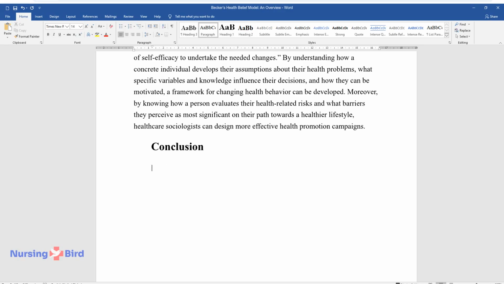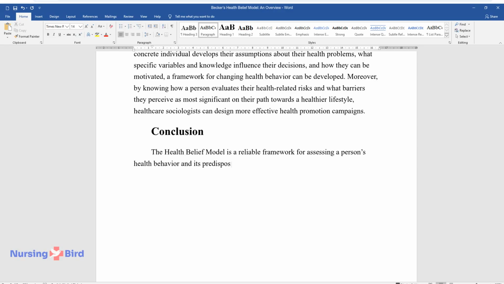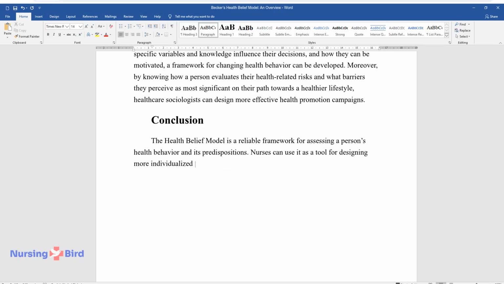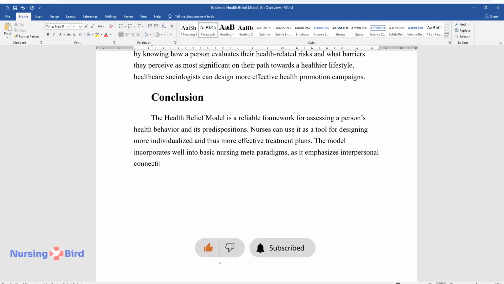Conclusion. The health belief model is a reliable framework for assessing a person's health behavior and its predispositions. Nurses can use it as a tool for designing more individualized and thus more effective treatment plans. The model incorporates well into basic nursing metaparadigms, as it emphasizes interpersonal connections, a humane approach, and comprehensive care.